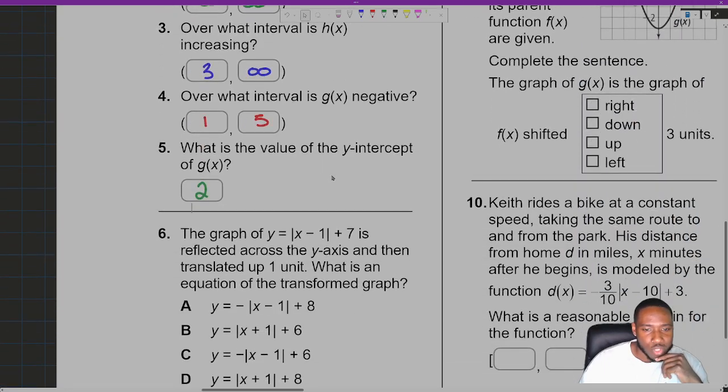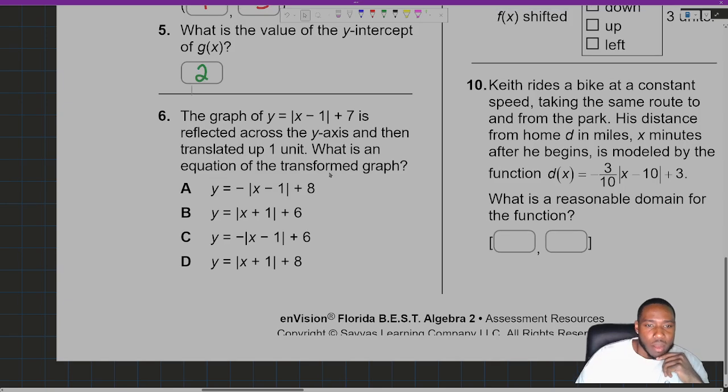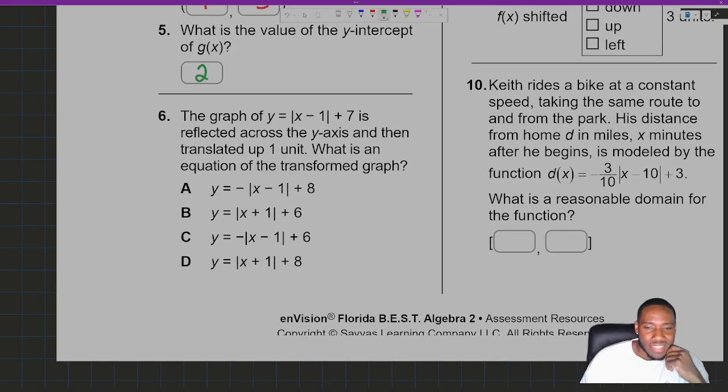Let us move on to number 6. Number 6 says the graph of y is equal to the absolute value of x minus 1, plus 7, is reflected across the y-axis and then translated up 1 unit. They're asking us, what is an equation of the transformed function? So we're taking this one that we're given. I'll highlight it. Y equals the absolute value of x minus 1 plus 7. We're reflecting it across the y-axis, and then we're translating it up 1 unit.